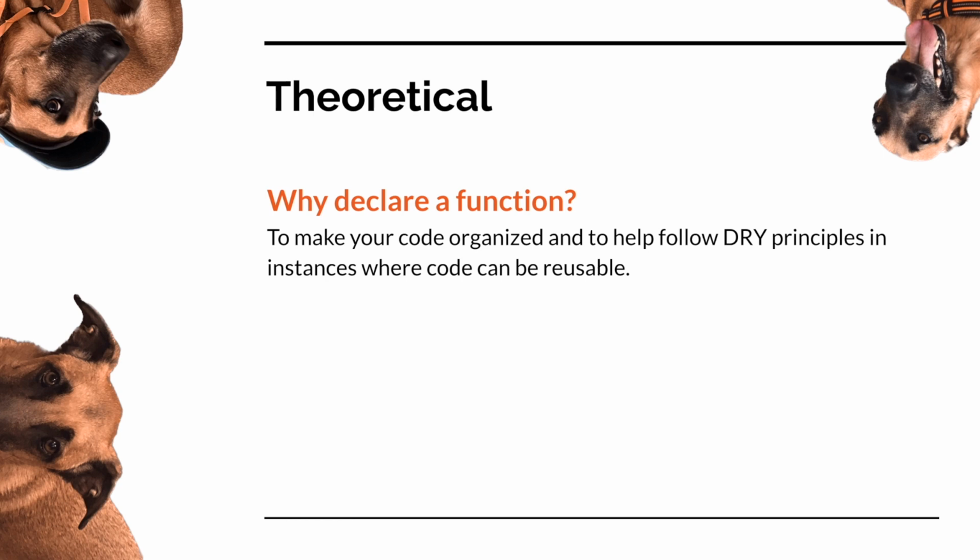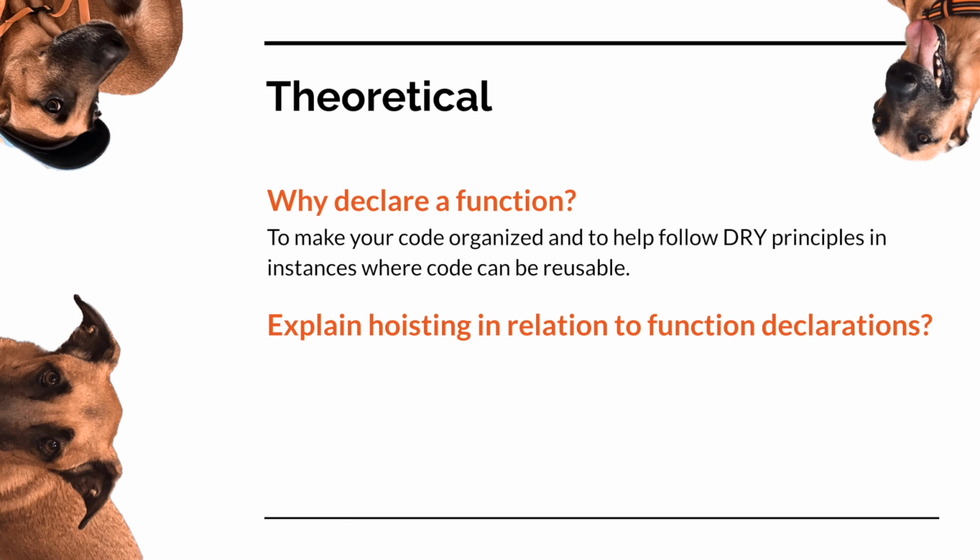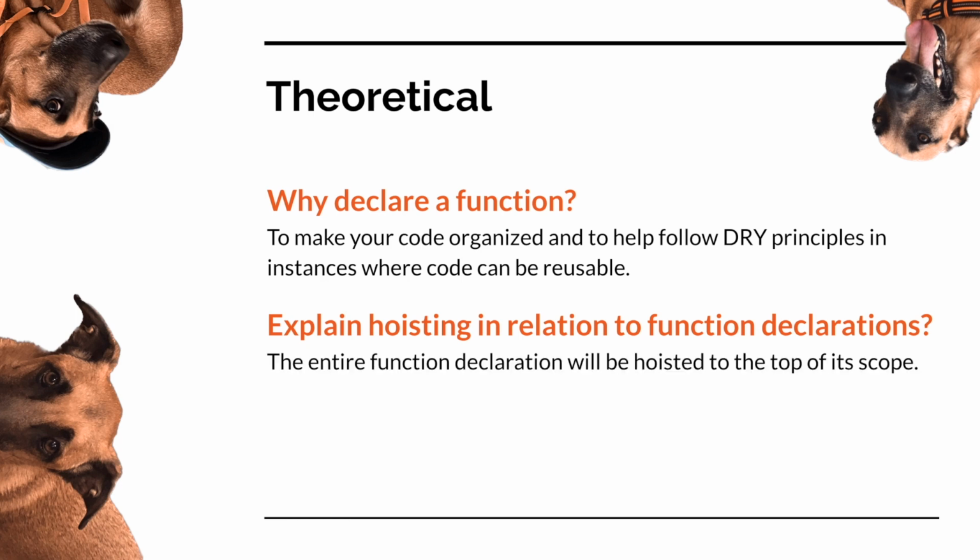You might also be asked about hoisting in relation to function declarations. You can say that the entire function declaration will be hoisted to the top of its scope, and it may not seem intuitive, but it is possible to declare a function below a function call and not receive an error.